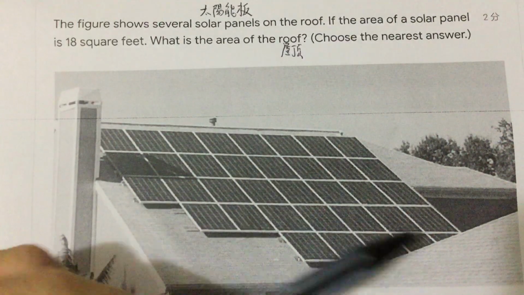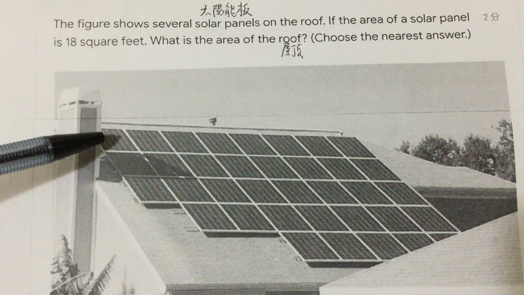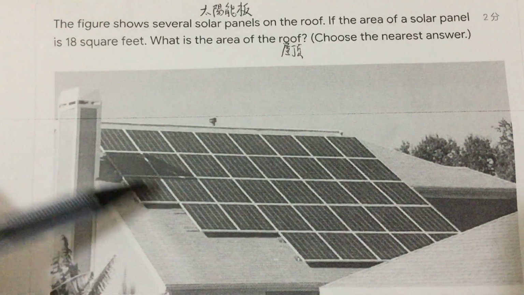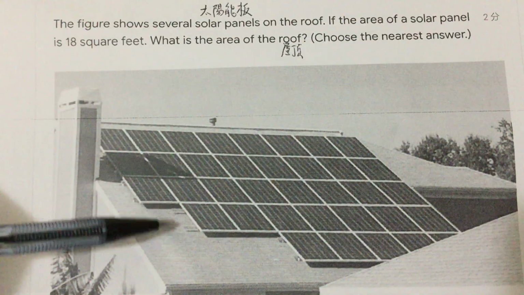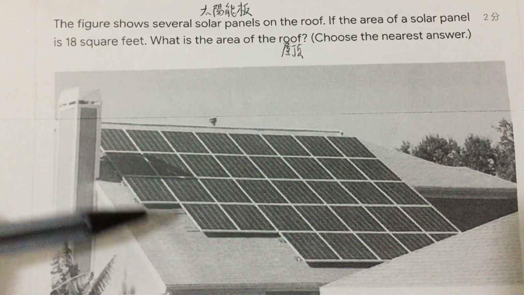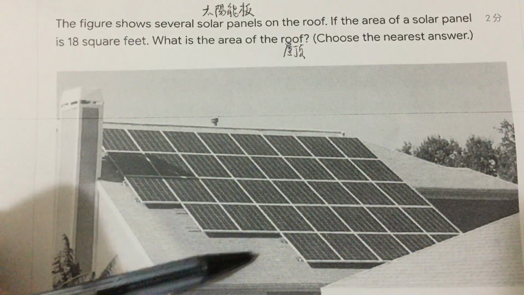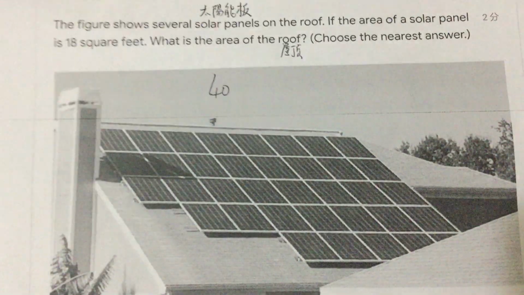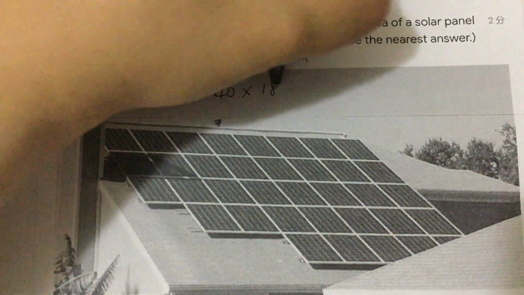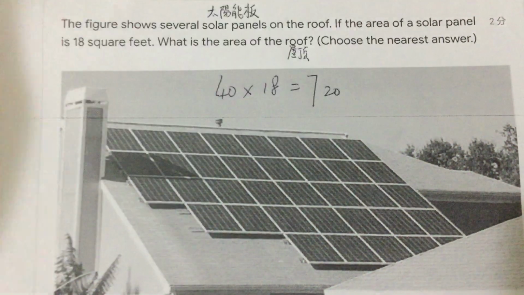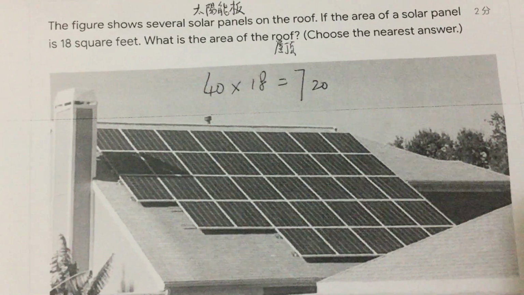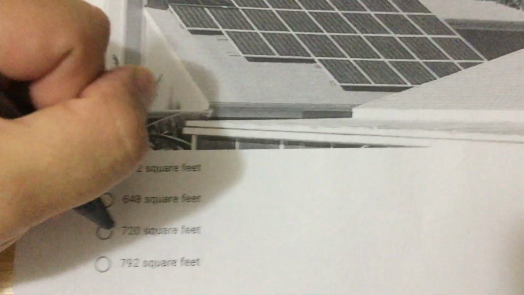So this is not countable, because you can see you only have 36 solar panels here, 36塊. But in case you can see the area of the whole roof, you can put 1, 2, 3, 4 more than it. So we can get 40 of it. So 10 times 18. So the answer is 720 square feet. So this is the answer of the last question, that is 720.